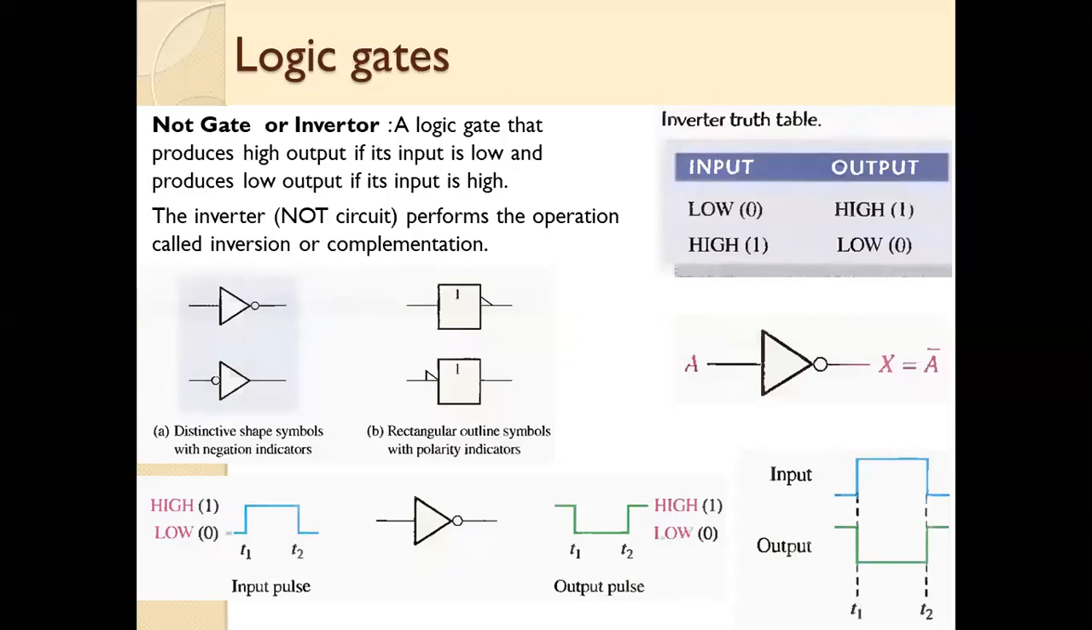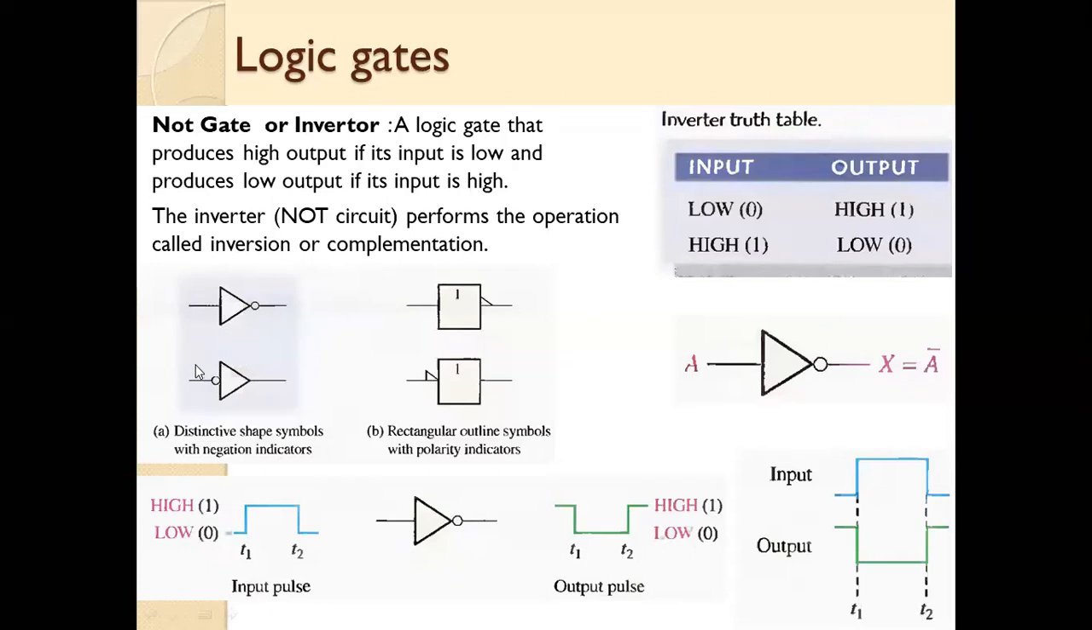The symbol of this gate is like this: the triangle and a bubble on the top of the triangle, and here it is input and here it is output. For example, if you represent the input by A and the output by X, then X is equal to A complement, because it takes the input complement at the output. So this is the simple symbol of the NOT gate.